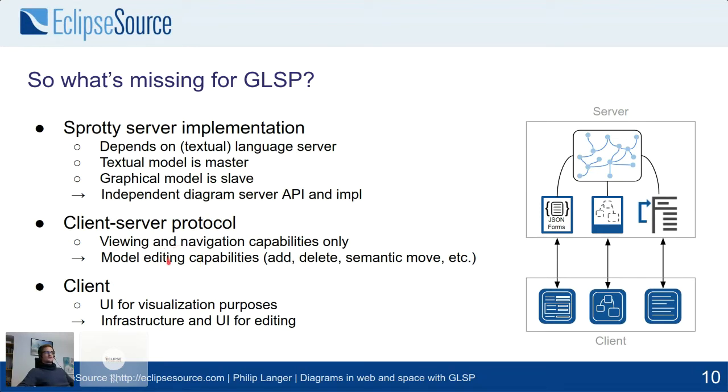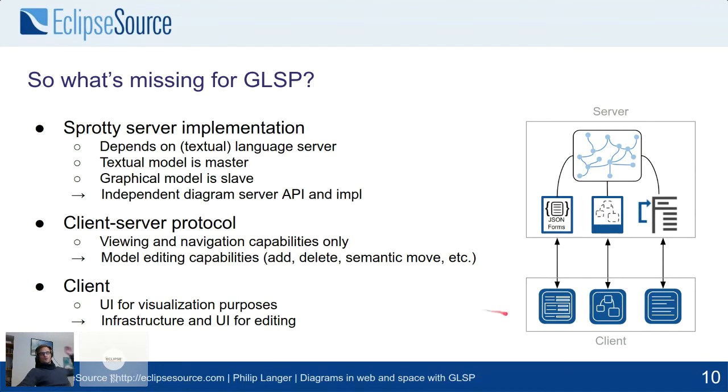So what we need to add in terms of GLSP are messages and protocol about model editing capabilities, like adding nodes, deleting nodes, semantic moves, changing properties, and stuff like that. And last but not least, on the client side, showing the diagram is mainly targeted towards read-only visualization purposes. What we would, of course, need for building real diagram editors is UI for editing and user interactions for editing. So editing tools like a palette, drawing an edge from one node to the other.